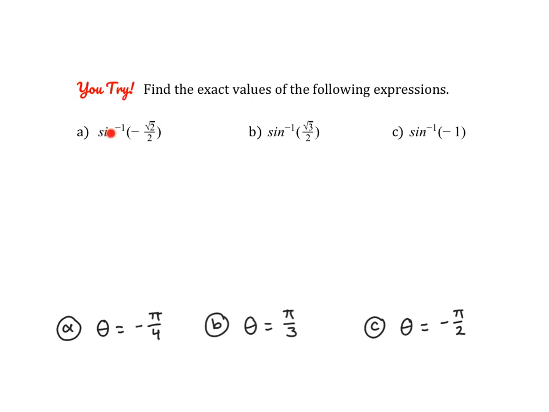Okay, so for part A, the arc sine of negative root 2 over 2 is negative pi over 4. So our reference angle is pi over 4, but we need to place it in the appropriate range, so we have to go backwards into quadrant 4.